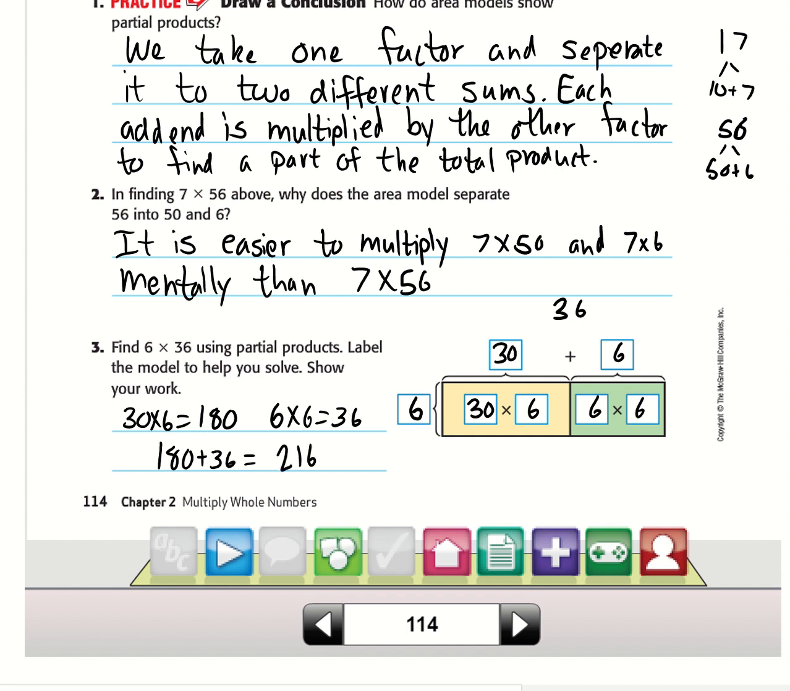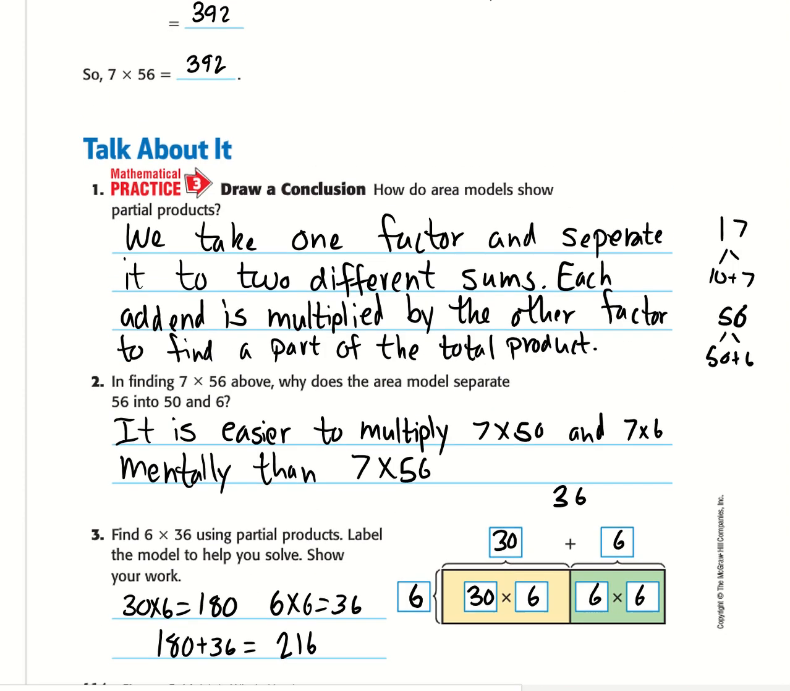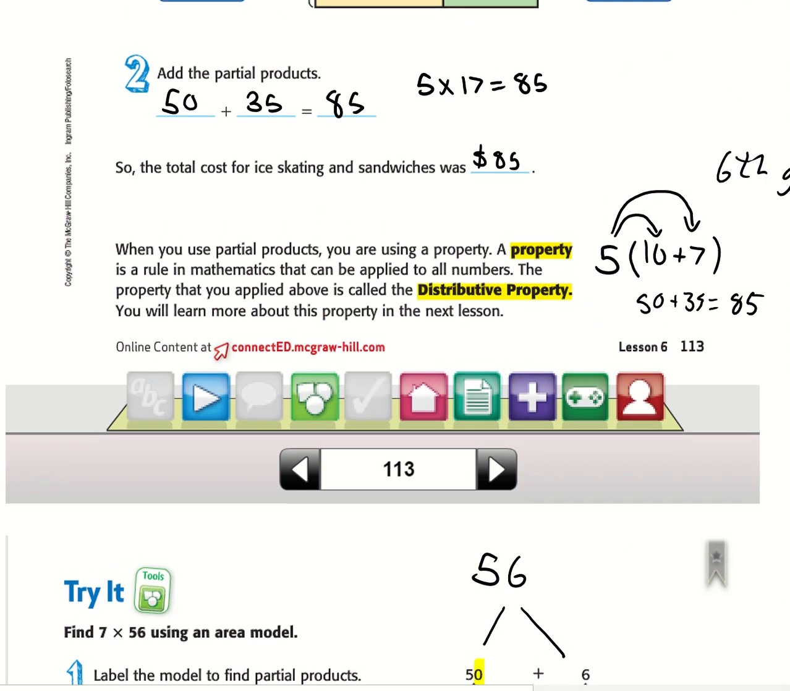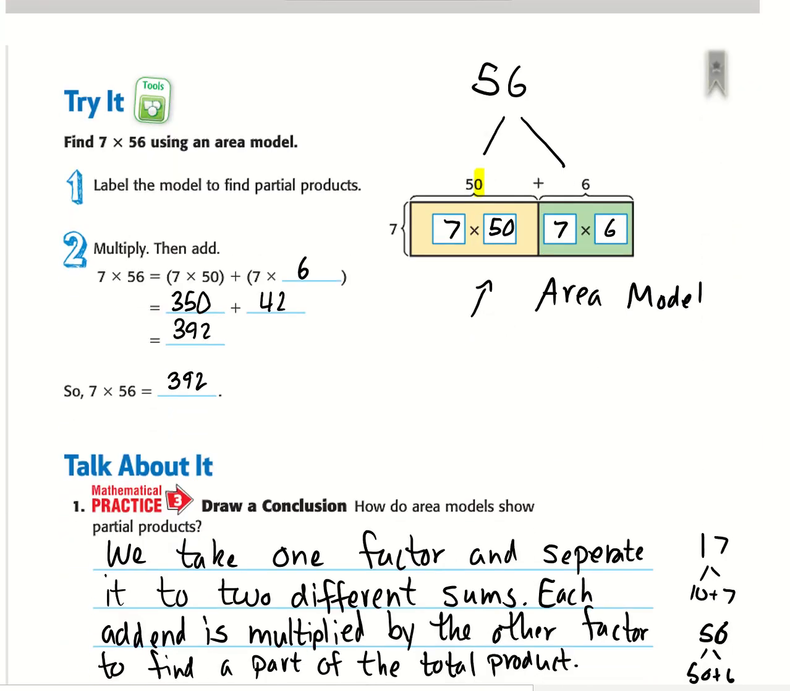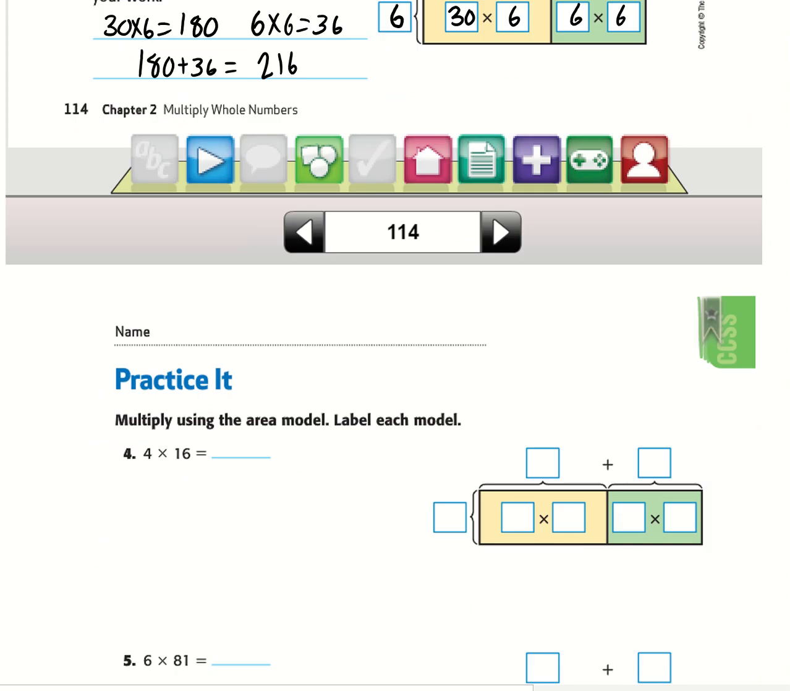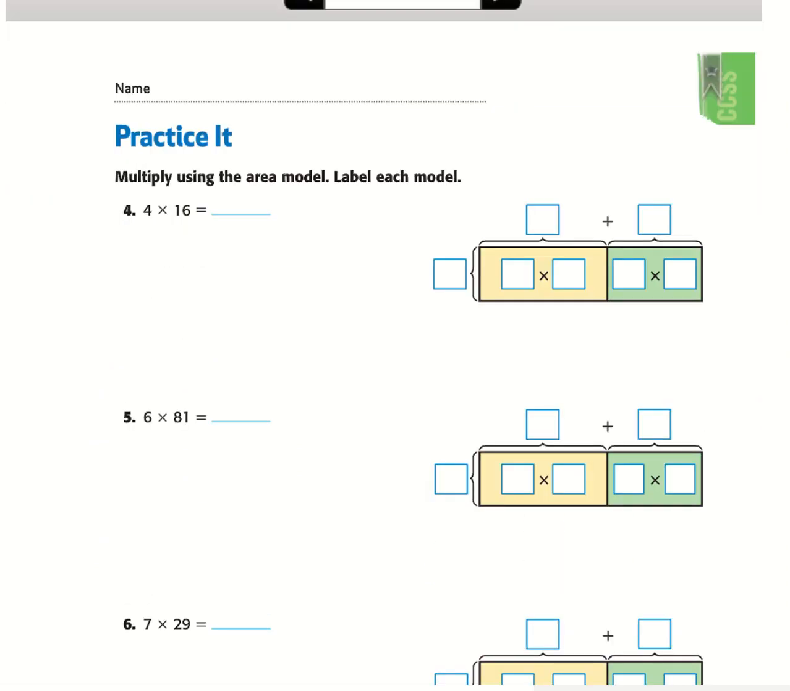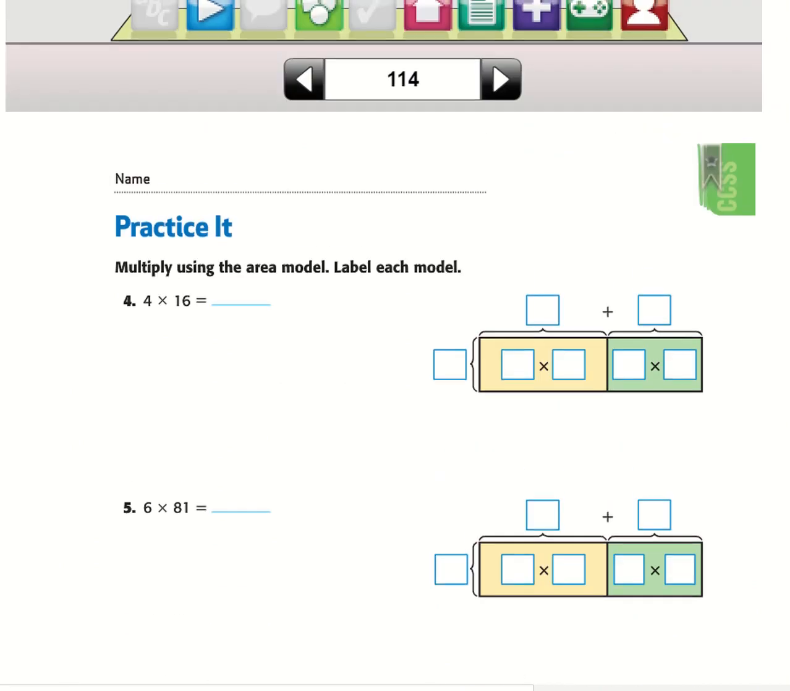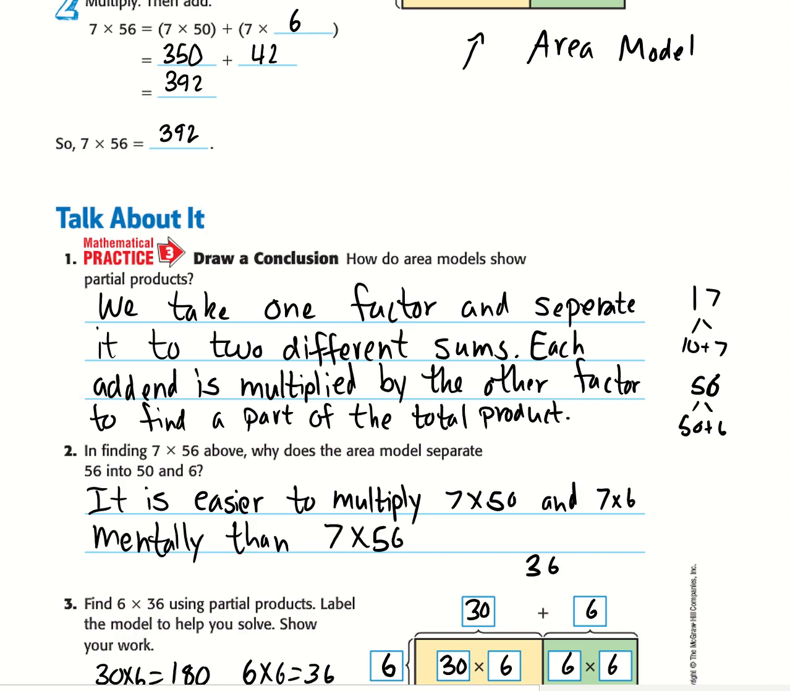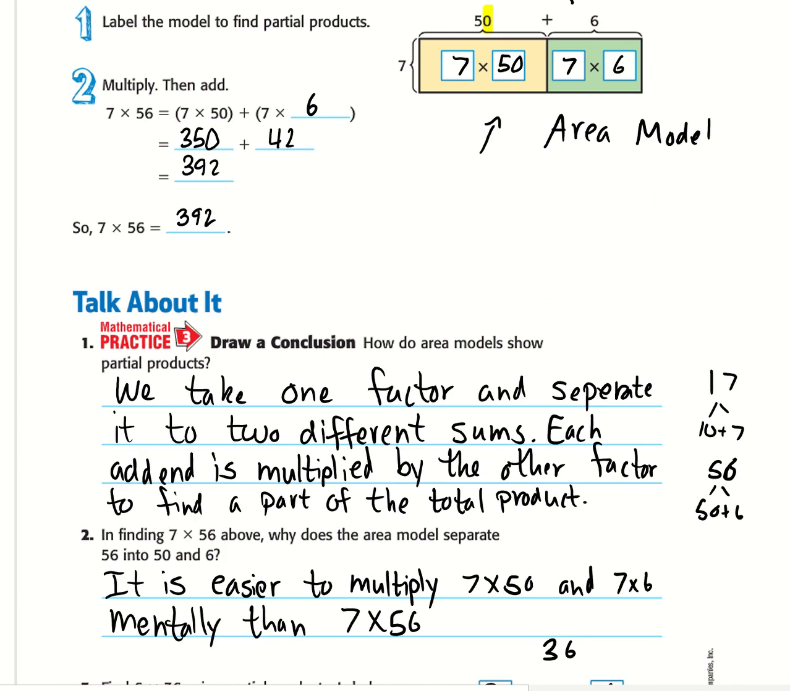216. Now remember, when you do your homework, look back at number 3 and the examples, because these are really going to help you solve the homework. So 4 times 16, 6 times 81. Please refer back to number 3 and example 1 and 2 in your notes.